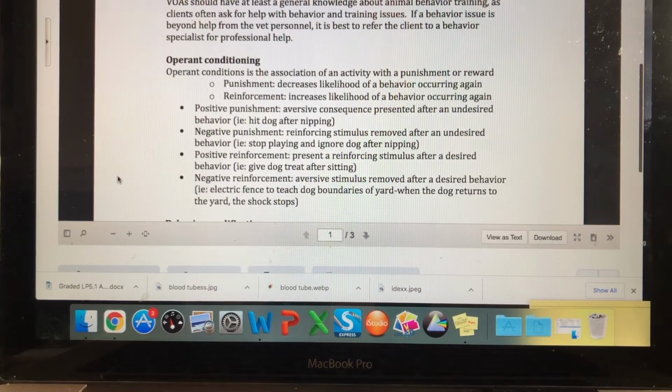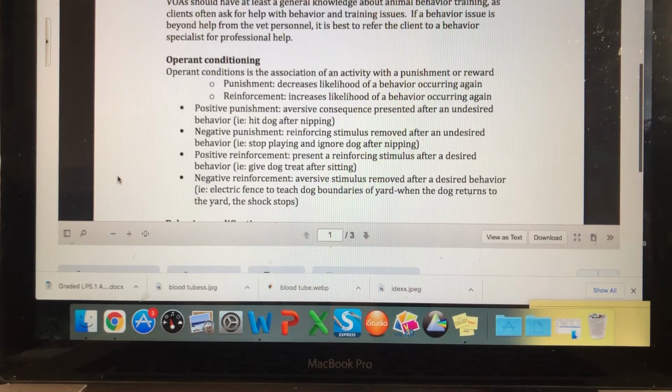So the example here is using an electric fence to teach the dog the boundaries of a yard. When the dog leaves the yard and they have a shock collar, an electric fence or whatever, it's shocking them. So that's a negative stimulus, right? An aversive stimulus.